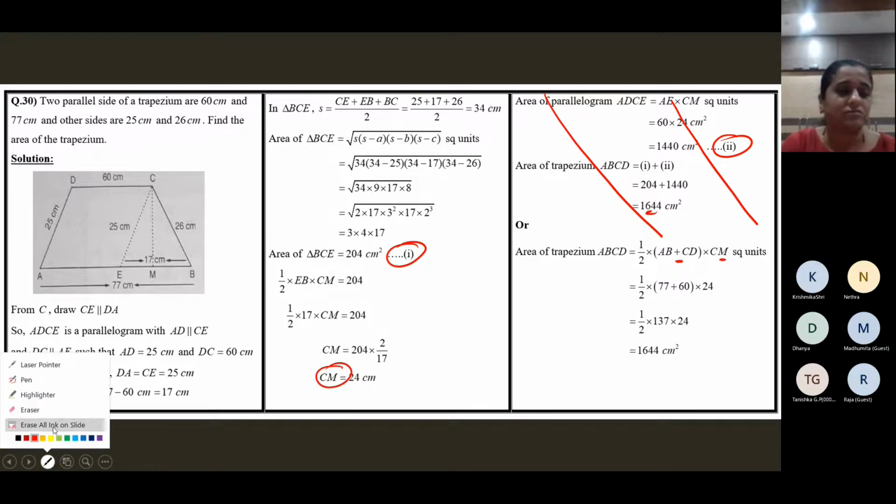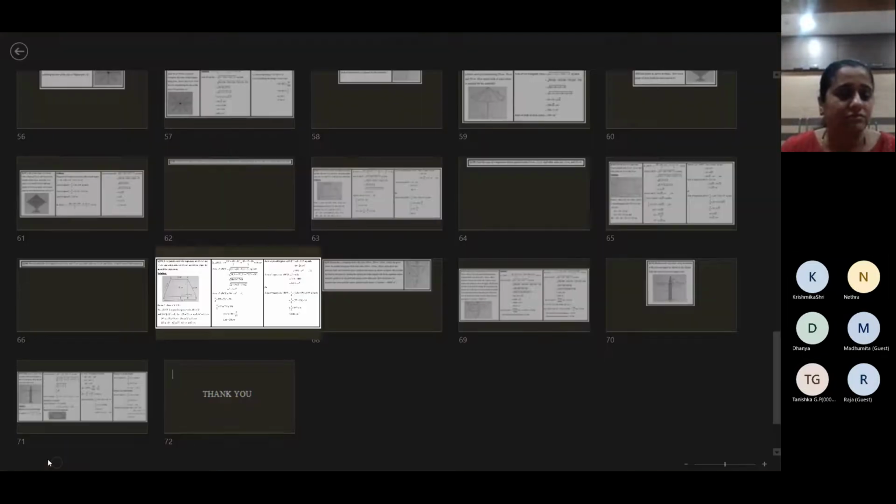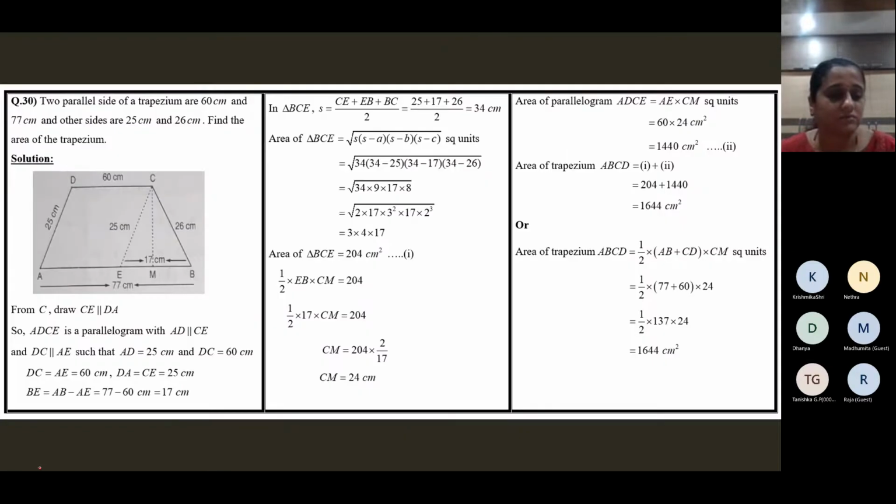Is it clear, children? Yes, ma'am. Now let me just read it from here. From C, draw CE parallel to DA. Understood?